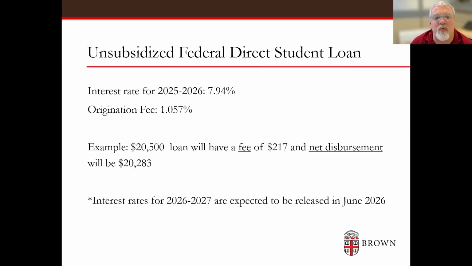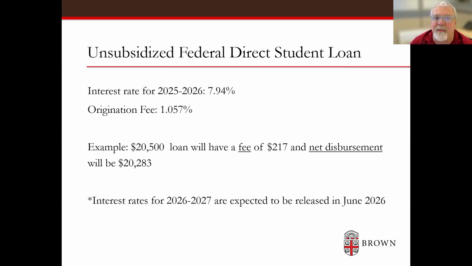So interest rate for this year was 7.94%, and the origination fee was 1.057 across the board. And that was pretty much even the same for undergraduate students as well. Origination fees, meaning that these are fees that the federal government takes off the top of the loan. So for every $1,000 you borrow, that's about $10 or so, $11 or so that they're going to take off as a fee.